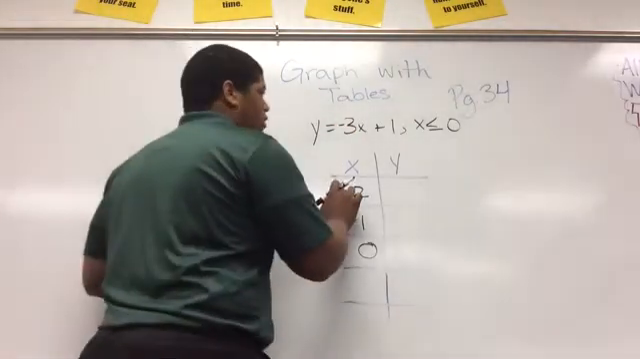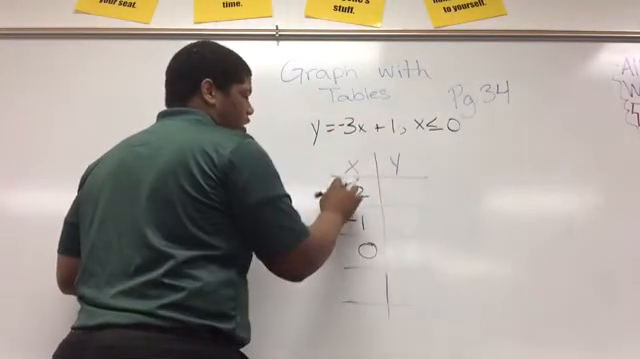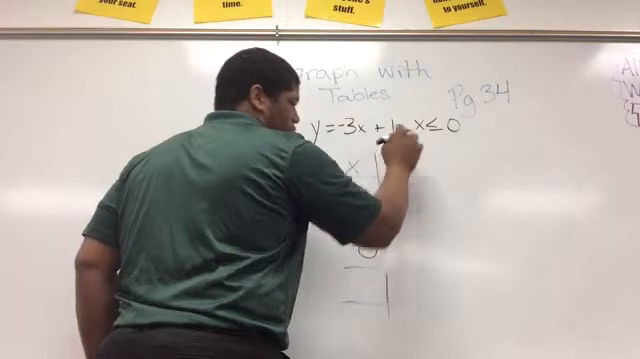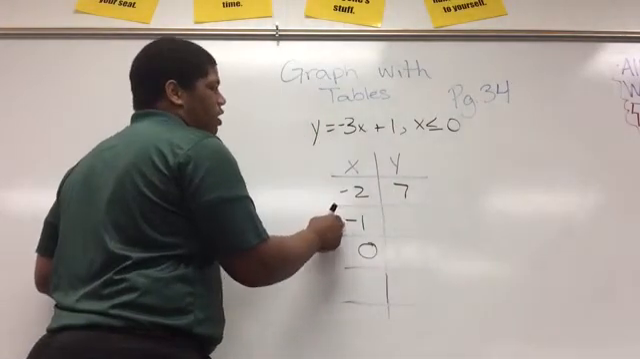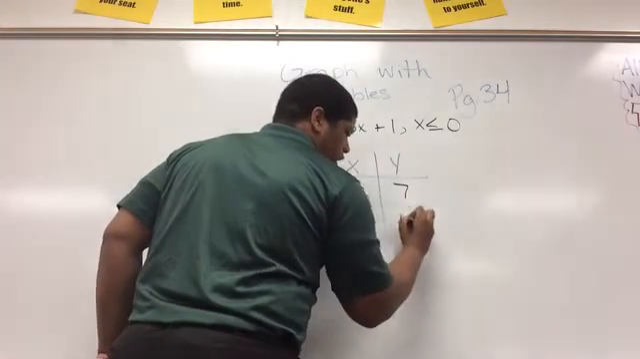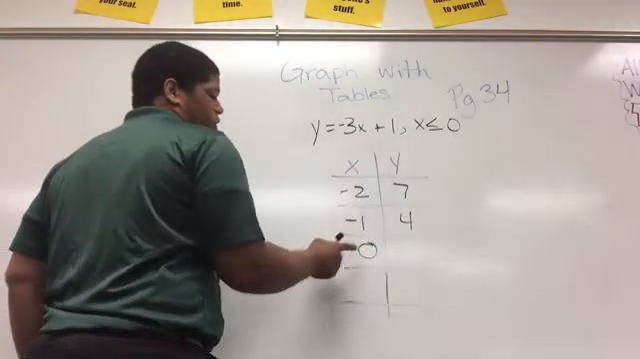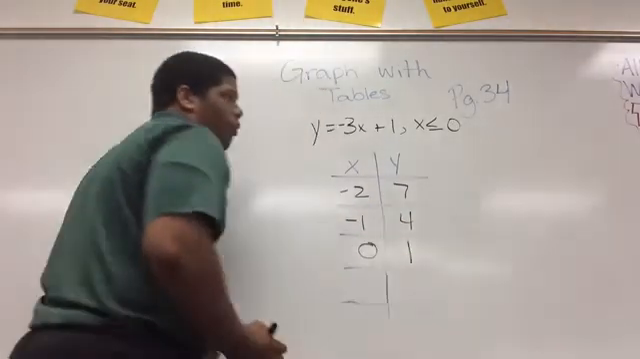So it'd be -3 times -2 plus 1. -3 times -2 gives me +6 plus 1 equals 7. Do the same thing with -1. -1 times -3 is going to give me +3 plus 1, I get 4. -3 times 0 plus 1, I get 1.